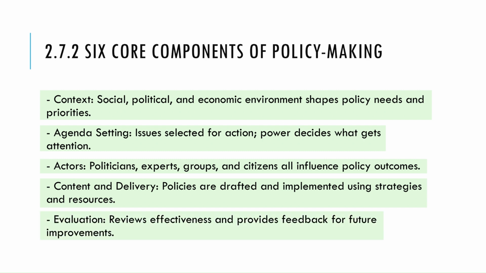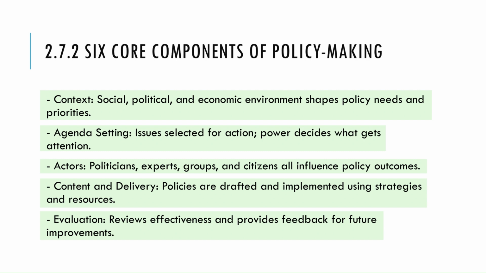Next comes delivery, the fifth component. This involves the practical steps to implement the policy, such as setting up programs, allocating funds, and managing personnel. And finally, the sixth component is evaluation and feedback. This stage examines the results of the policy. Did it meet its goals? What problems emerged? How can it be improved? This feedback loop connects back to the system, helping future policies to be more effective and informed.